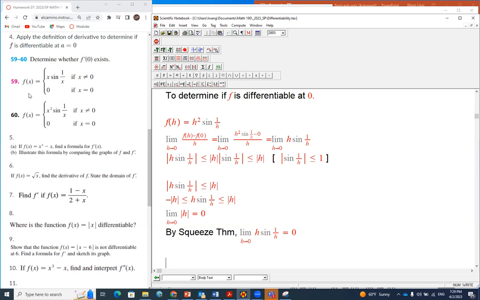If you look back at these two examples, we use the same criteria to determine whether the function is differentiable at 0 or not, but the result depends on the function's properties. The first one is not differentiable at 0. The second one is differentiable at 0. And we have proved that using the squeeze theorem.